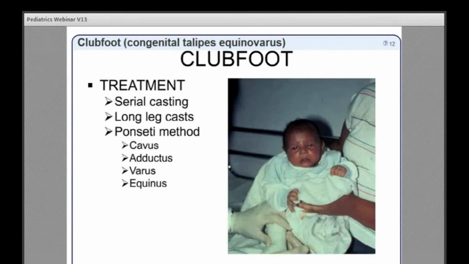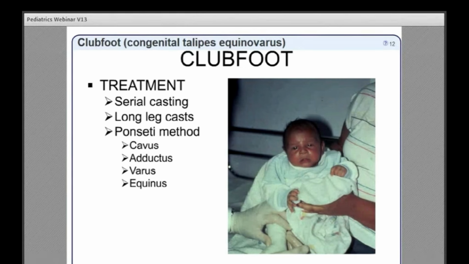So treatment consists typically of serial casting via the Ponseti method. And the Ponseti method emphasizes gentle manipulation in a stepwise fashion and correction of the deformities also in a stepwise fashion, starting with correction of the cavus and then progressing to correction of the adductus as well as the varus and equinus of the hindfoot last after abduction of 50 to 60 degrees is achieved.